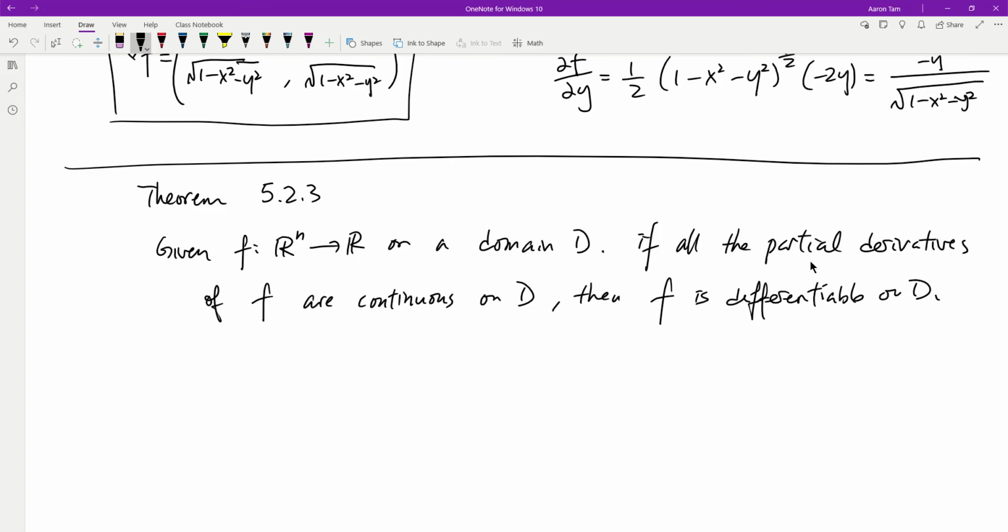You can think of the partial derivative of f as basically meaning kind of like the derivative, but just the derivative with respect to each individual independent variable. The next theorem I want to show you is this one, which is 5.2.4.